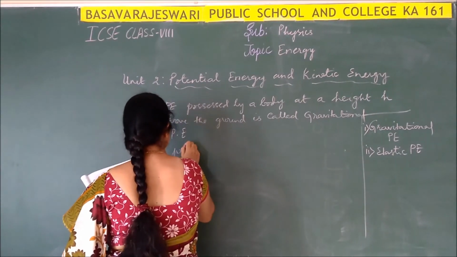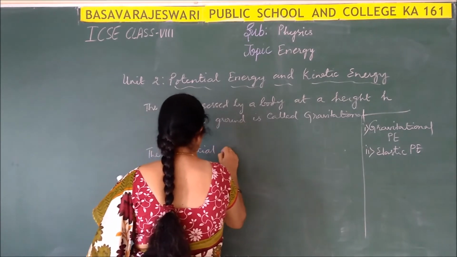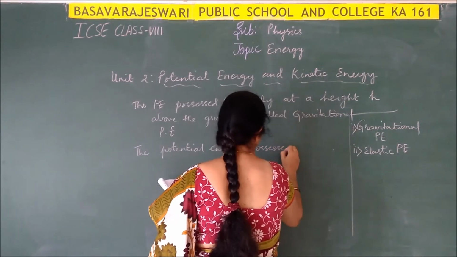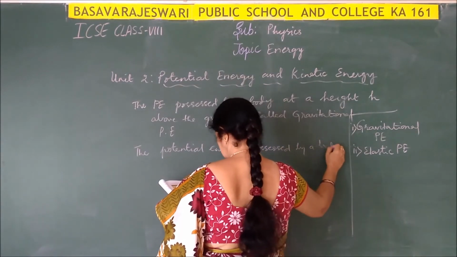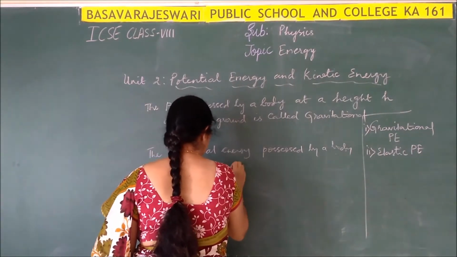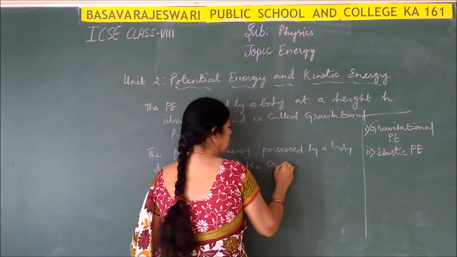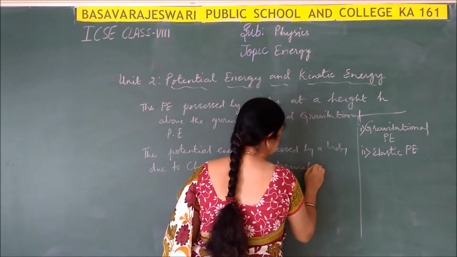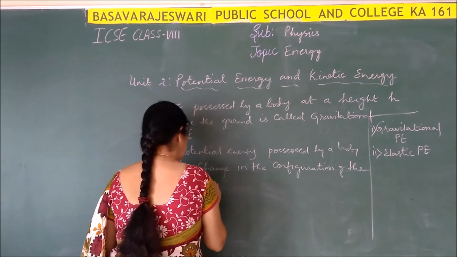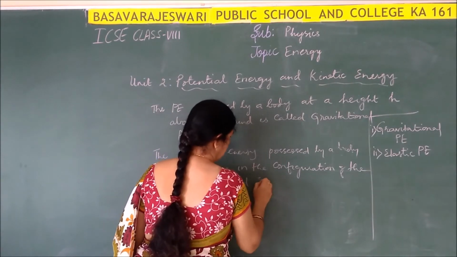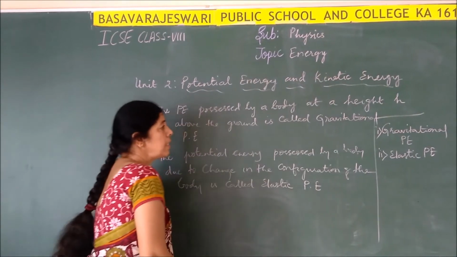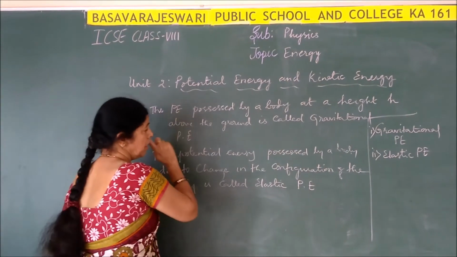The potential energy possessed by a body due to change in the configuration of the body is called elastic potential energy. Okay. So what examples we have to remember for gravitational potential energy?